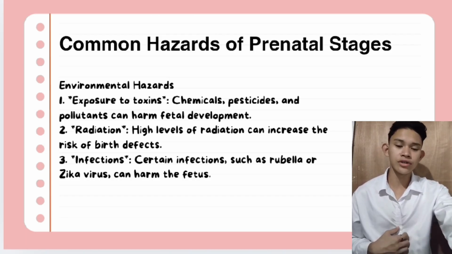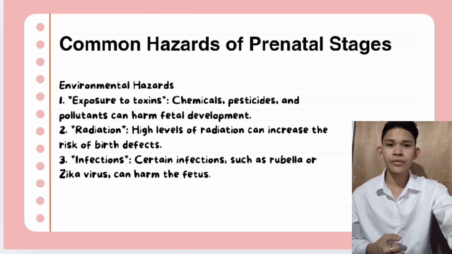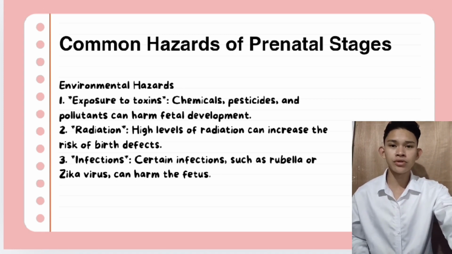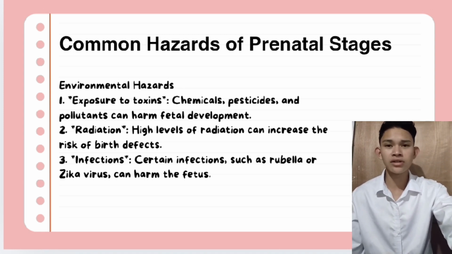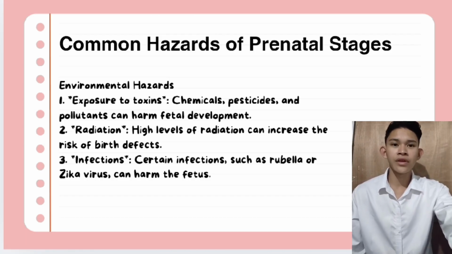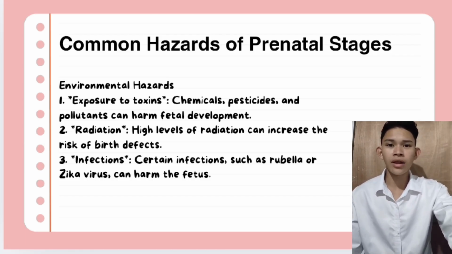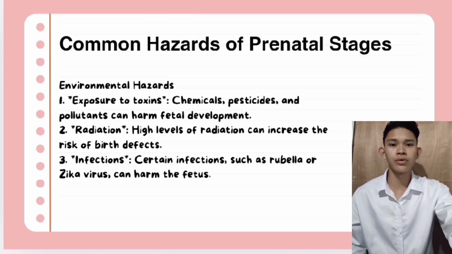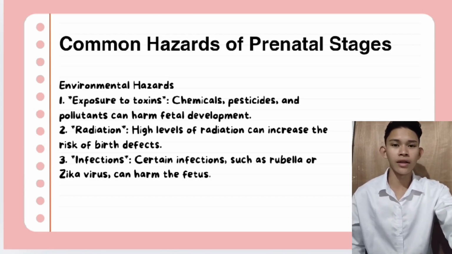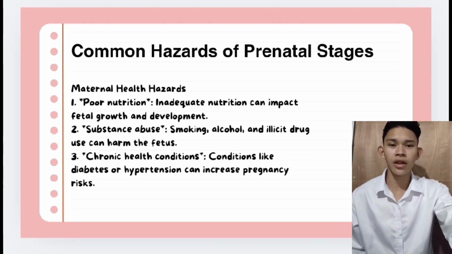The first hazard is environmental hazards. It is a factor that plays a major role in pregnancy health. Exposure to toxins such as chemicals, pesticides, and pollutants can disrupt fetal development. Similarly, high levels of radiation increase the chance of birth defects. Infections, including rubella and the Zika virus, also pose serious threats, often leading to complications in the baby's growth and overall health.